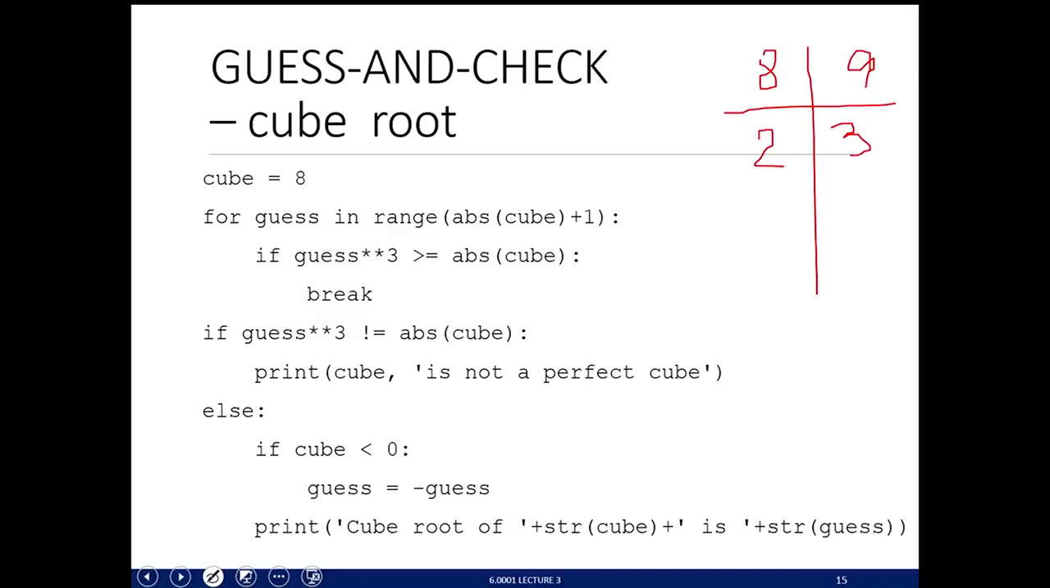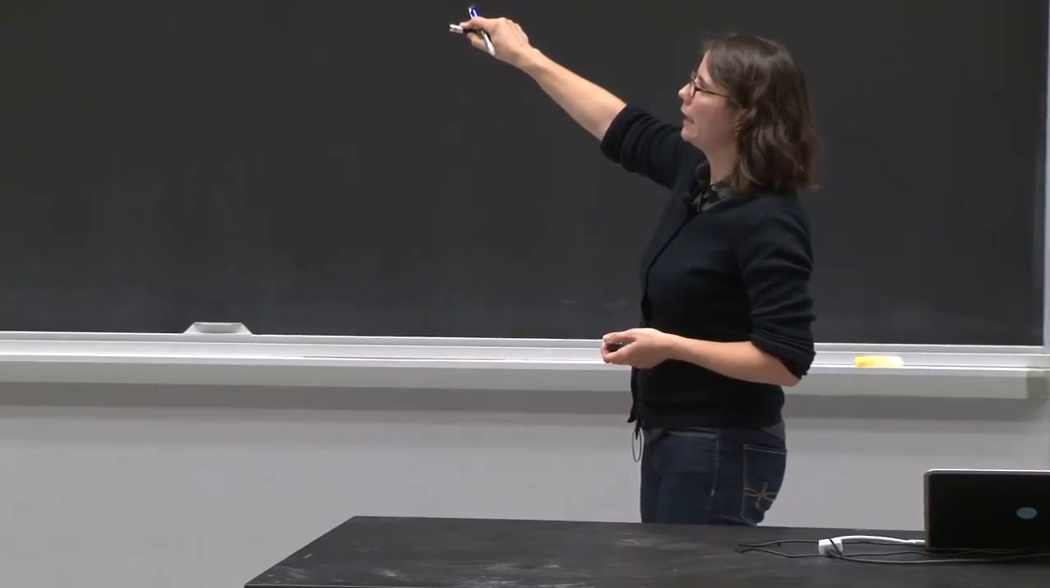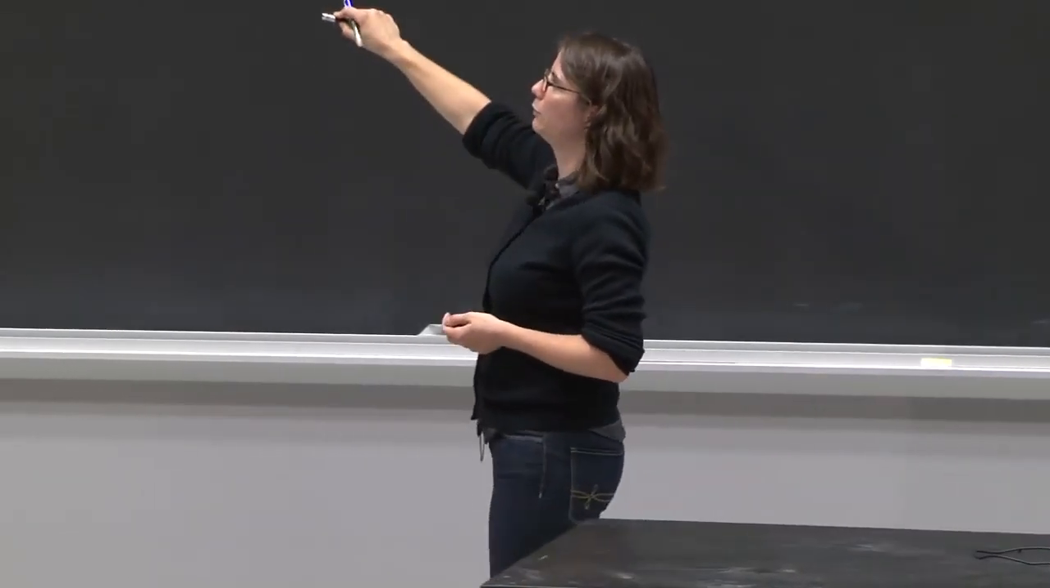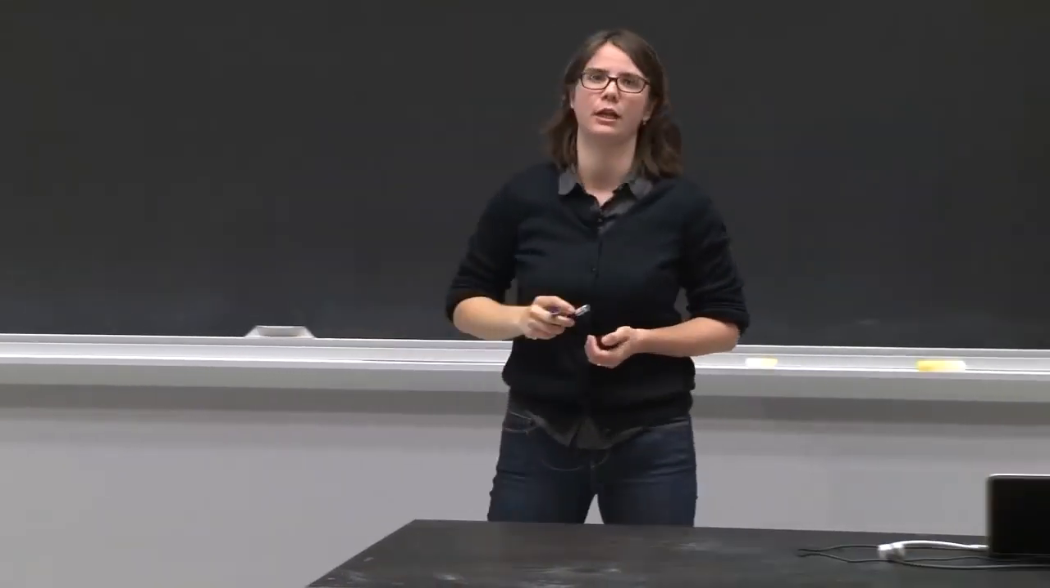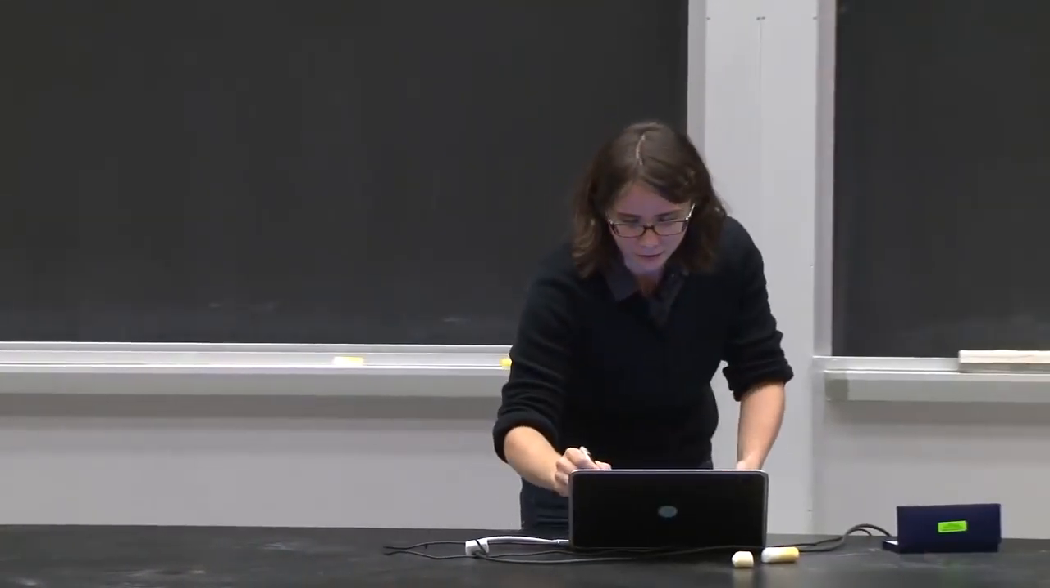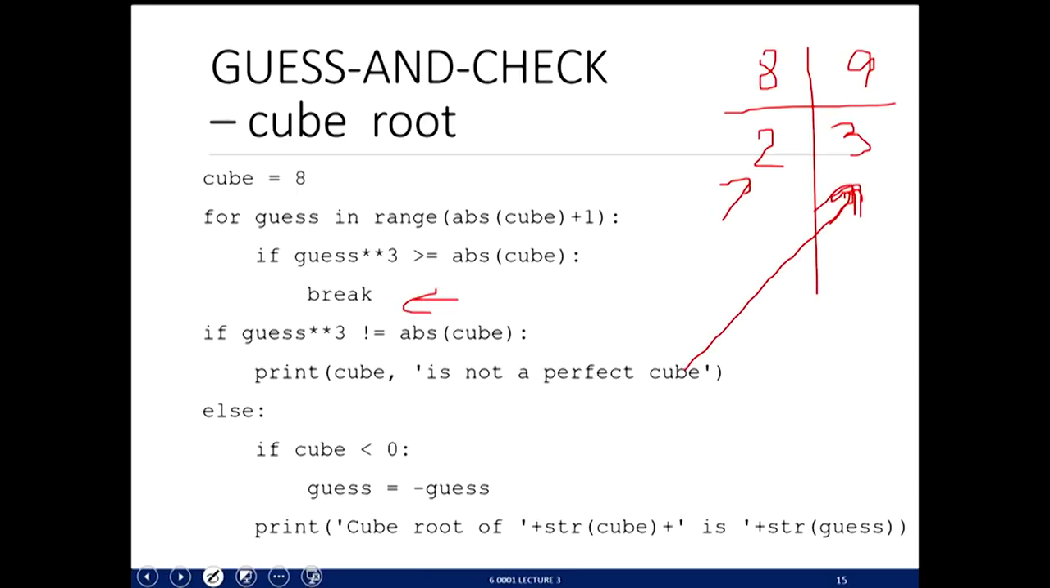Okay? So once we break here, we either have guess being 2 or guess being 3, depending on what cube we're trying to find. And if the guess to the power of 3 is not equal to the cube, then obviously the cube was not a perfect cube. So that's this case here, if we were looking at the cube root of 9. And otherwise, this part here just looks at whether we should make it a positive or a negative cube. Okay? So if our original cube was less than 0, then obviously the cube root of a negative number is going to be a negative number, and otherwise it's just our guess.